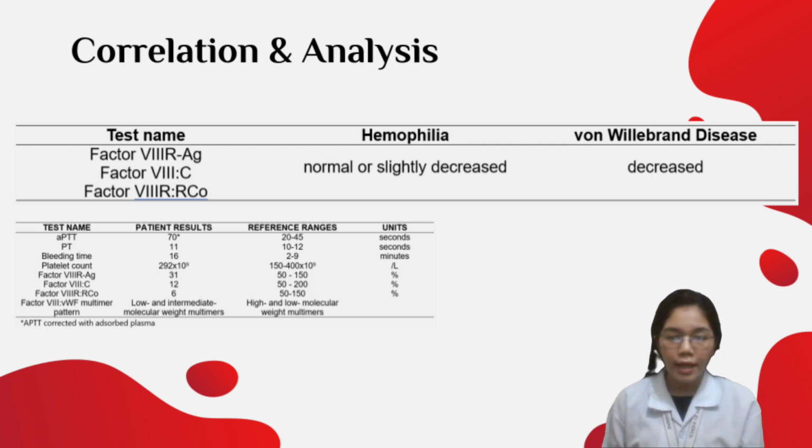In hemophilia, these three tests are normal or slightly decreased. At the same time, in von Willebrand disease, these are typically decreased. Correlating this with the results shows that the disorder is von Willebrand disease because of the noticeably decreased results. Furthermore, factor VIII von Willebrand factor multimers are also performed, in which the absence of high molecular weight forms of multimers confirms the presence of one form of von Willebrand disease, which in this case is type 2.